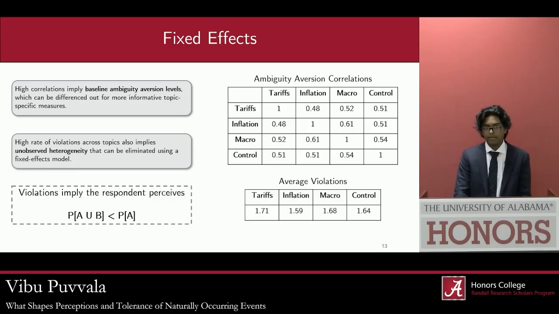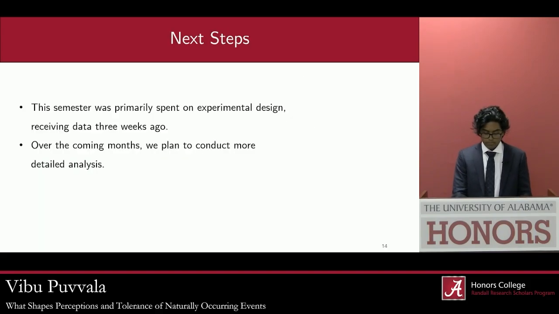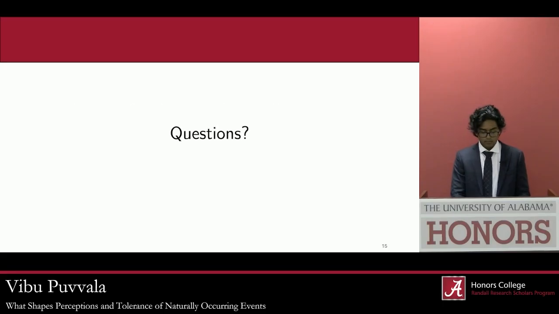And we also find a high rate of violations that is relatively homogeneous across topics. And this implies unobserved heterogeneity, that there are factors in this experiment that are leading to a rate of violations that we'll be able to difference out, again, using a fixed effects model. This semester was primarily spent on experimental design. We received this data just about 3 weeks ago. So over the coming months, we plan to conduct more detailed analysis, like the fixed effects model that I mentioned. And with that, I'd like to open up to any questions.